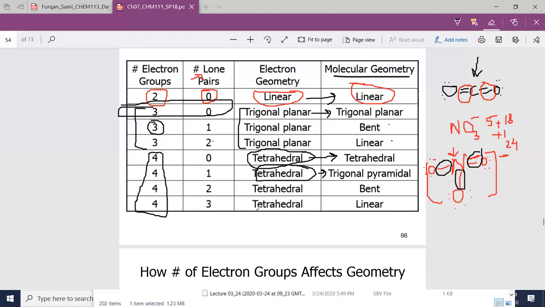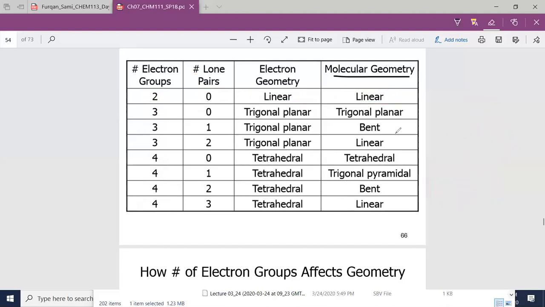Then what we are doing here is that when you have four electron groups, as with the example of water, and two of them are lone pairs, then the electron geometry remains the same, but the molecular geometry is bent. That's what we have looked at in water. Water has a molecular geometry that is bent. Okay, so you understand this. This is very important that you understand it, because it has some importance.